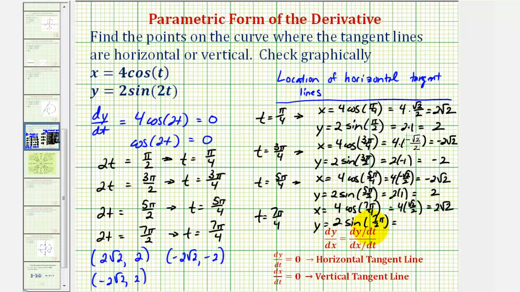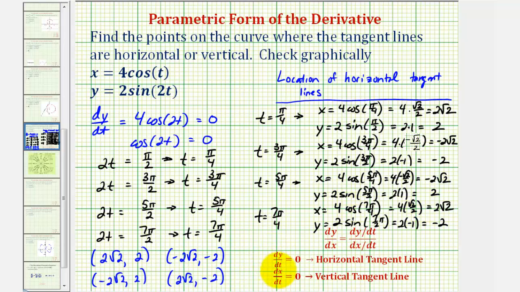And then for 2 times sine 7 pi over 2, 7 pi over 2 is coterminal to 3 pi over 2, and therefore the sine function value would be negative 1. So we have 2 times negative 1 equals negative 2. So the last point where we have a horizontal tangent line would have an x-coordinate of positive 2 square root 2 and a y-coordinate of negative 2.